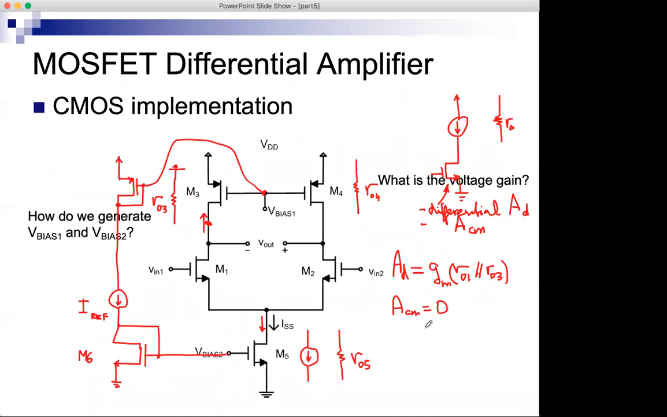I don't need to check any common source or previous equations. So CMRR would be infinite. CMRR is 20 log base 10 of AD divided by ACM. Because ACM is 0, CMRR is infinite.